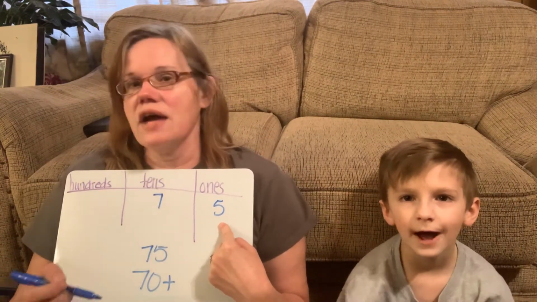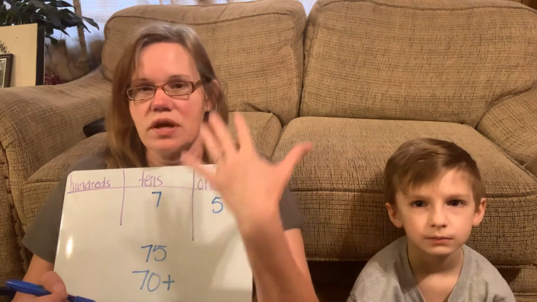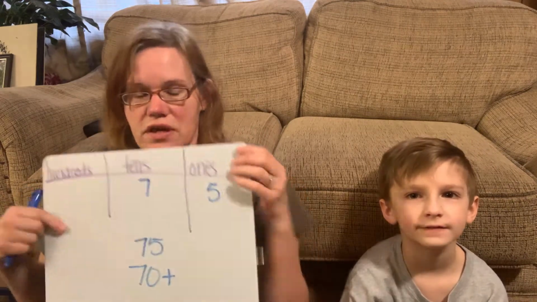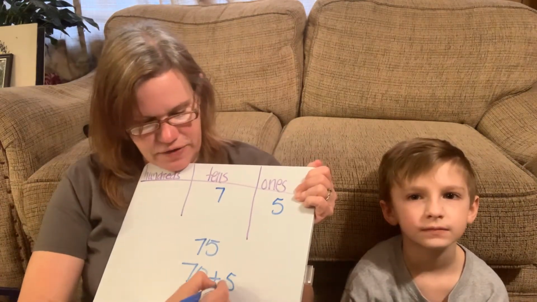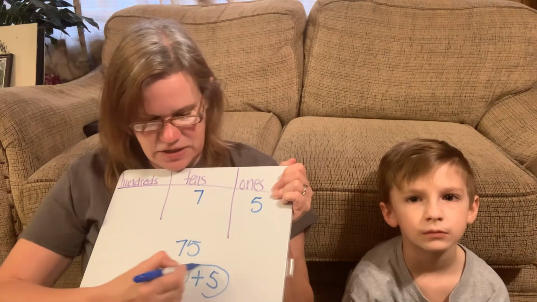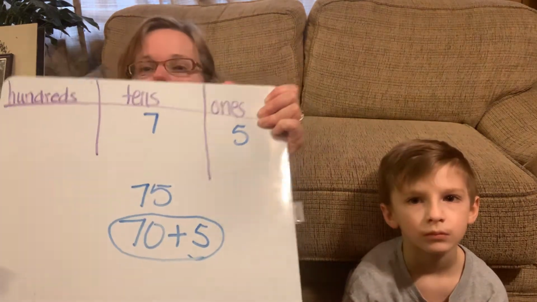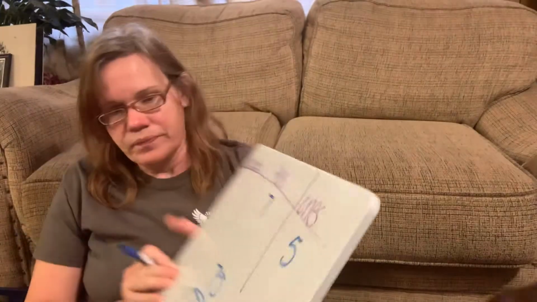I have 5 ones. So I'm going to put up 5 and count by 1. So how many do I have? 1, 2, 3, 4, 5. So that 5 is worth 5. So that is expanded form, 70 plus 5.